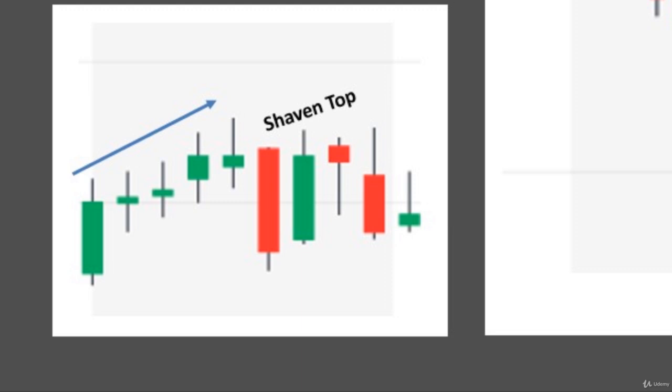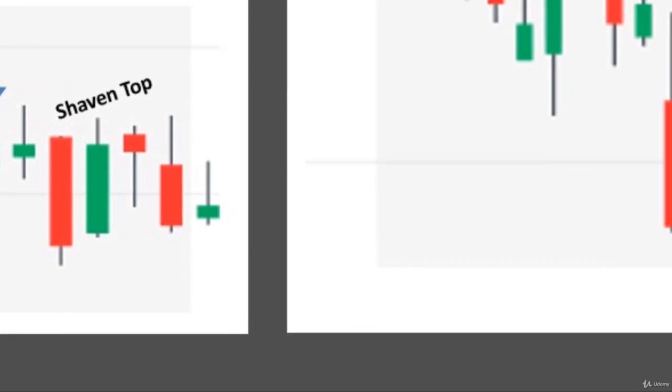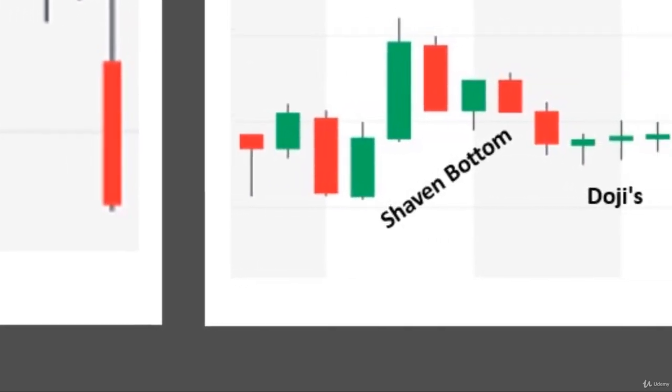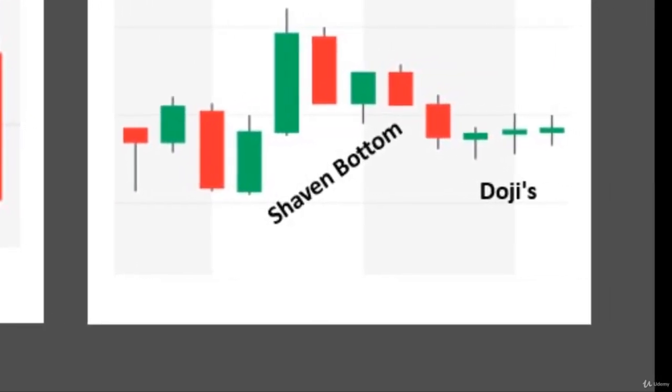Again, universally applicable. On the far right, same thing. You have a shaven bottom. It's just the bottom is missing the wick. And then you have these things where they're very narrow bodies of the candle, which are called dojis. Again, we're going to learn all about this stuff in the course. The key takeaway is it's very, very applicable no matter what you're looking to do.